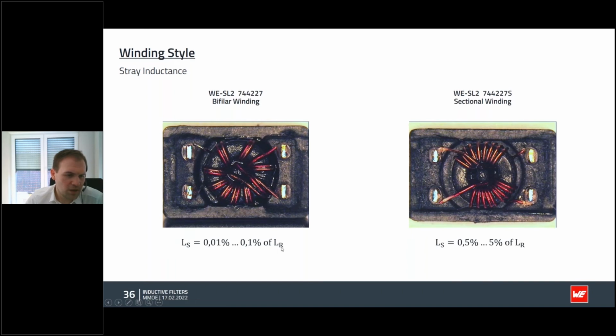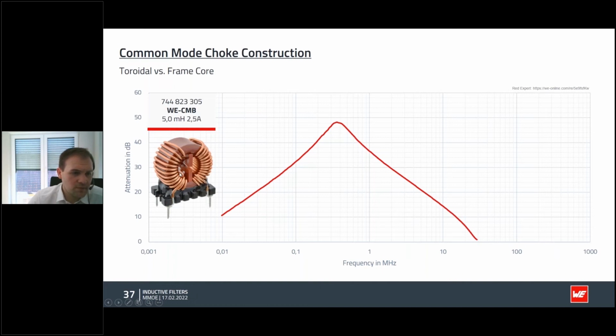The bifilar winding will have a much lower stray inductance and therefore will affect the useful signal, or the differential mode signal, much less. The sectional winding will have a rather high stray capacitance and a rather high stray inductance, and will therefore reduce differential mode signals in the high frequencies. But this can be used to our advantage, considering, for example, common mode chokes for mains lines, because there is no useful signal in the high frequencies that we have to protect.